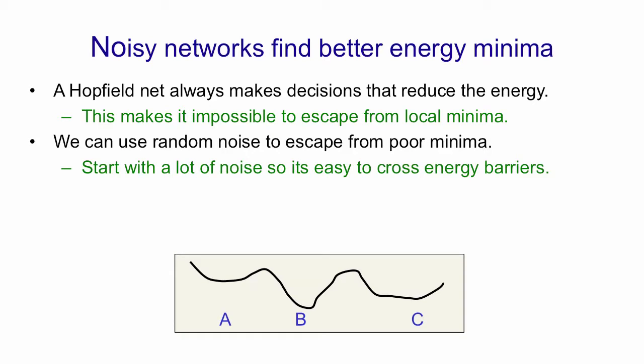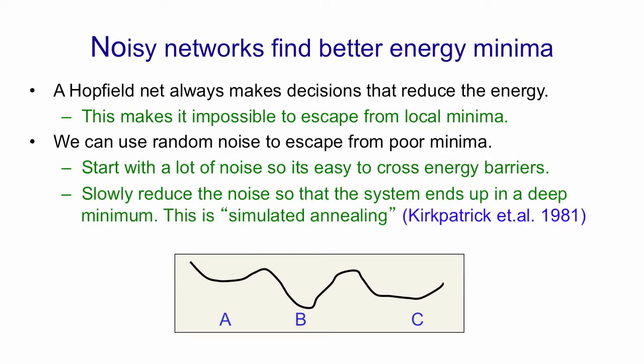It turns out, rather than using a fixed noise level, the most effective strategy is to start with a lot of noise, which allows you to explore the space on a coarse scale and find the generally good regions of the space, and then to decrease the noise level. With a lot of noise, you can cross big barriers. As you decrease the noise level, you start concentrating on the best nearby minima. If you slowly reduce the noise so that the system ends up in a deep minimum, that's called simulated annealing. And this idea was propagated by Kirkpatrick at around the same time as Hopfield nets were proposed.